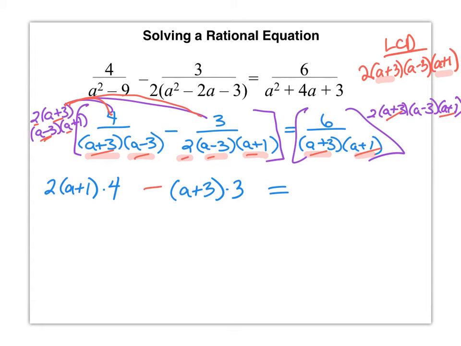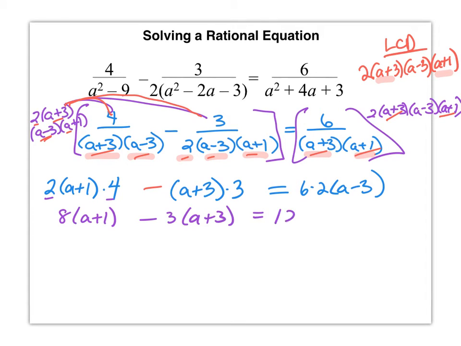So what we have left is going to be 6 times 2 times the factor a minus 3. So notice in this step we end up with an equation that doesn't have any fractions. Now we're going to simplify, distribute. We have this 2 times this 4 is 8. 8 times a plus 1 minus 3 times a plus 3 equals 12 times a minus 3.